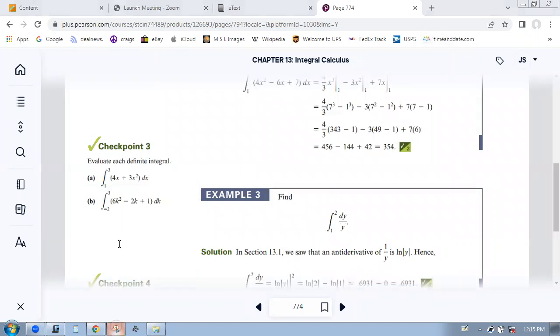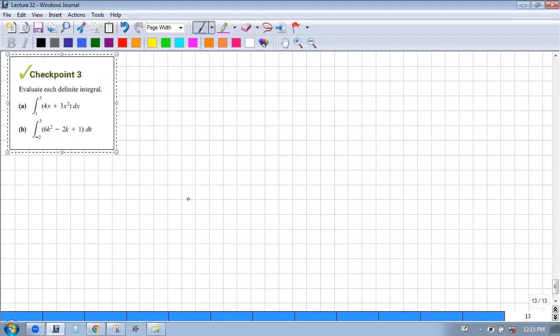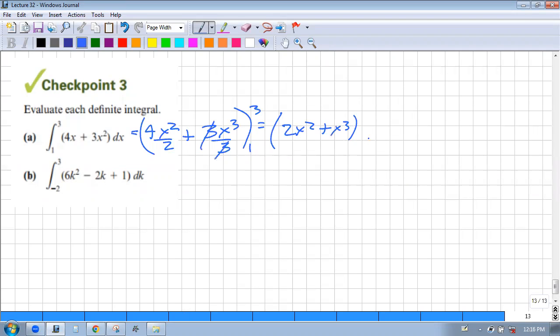Check point. All right, so this one, the integral of 4x, pull out the 4. The integral of x is x squared over 2. We have a 3. The x squared becomes an x cubed over 3. We're evaluating from 1 to 3. 4 over 2 is 2. Evaluating from 1 to 3. So we plug in a 3. And then we subtract, and we plug in a 1.